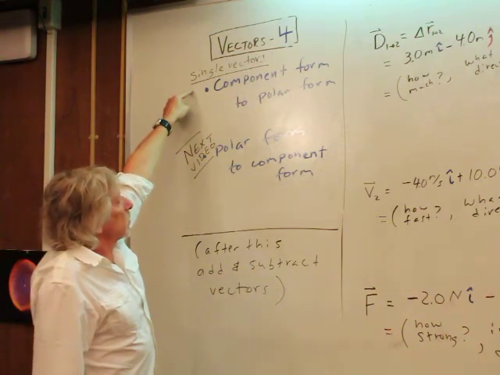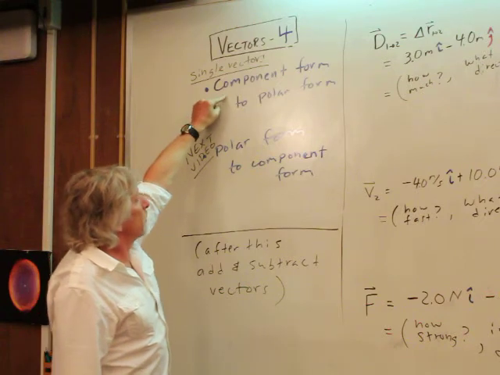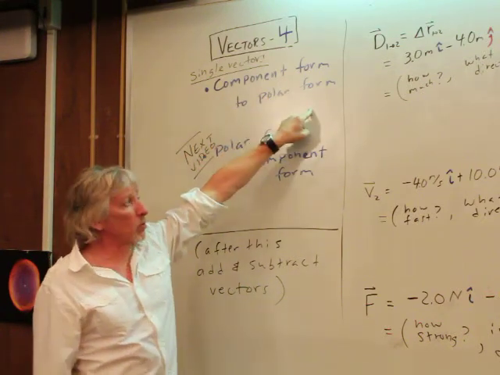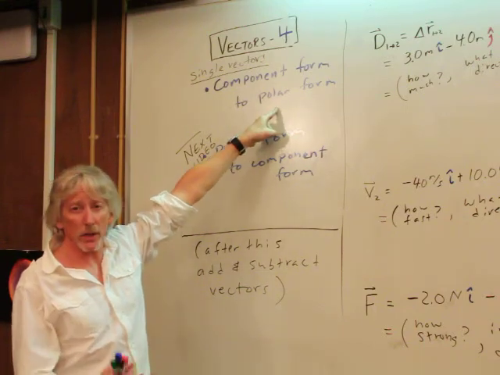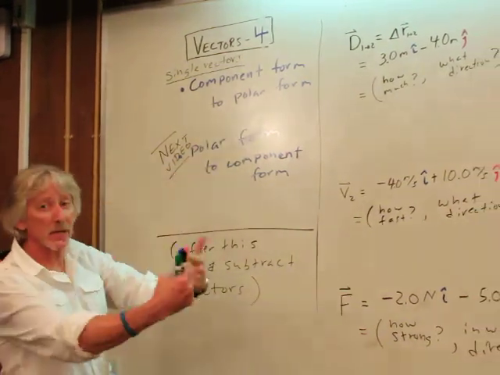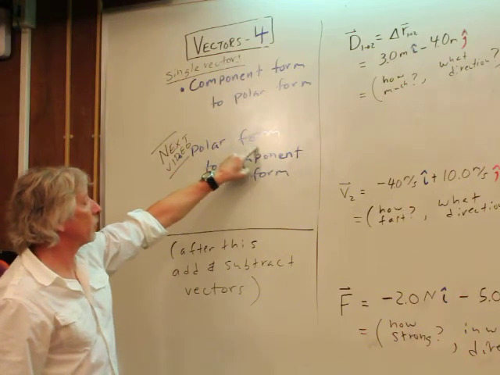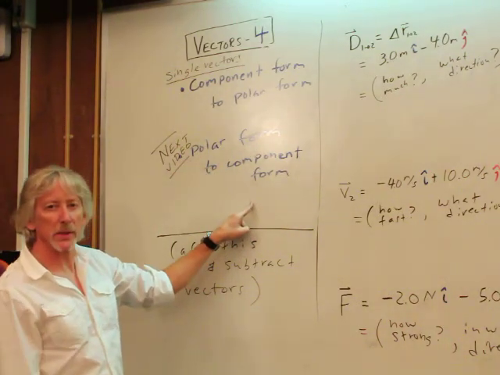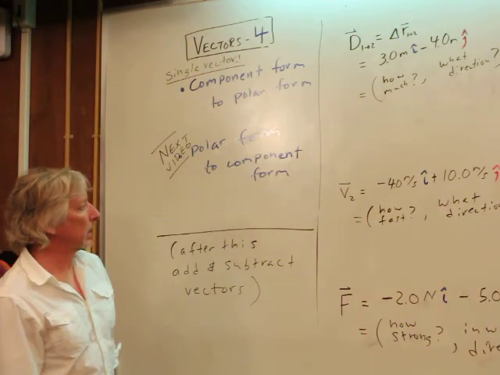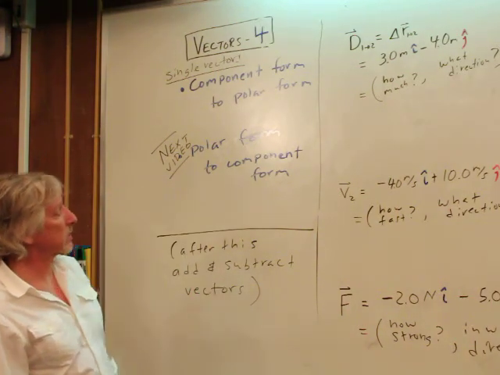So we have to take vectors, and we want to go from component form to polar form. I've got a few examples here I'll show you. It's really just triangles, you'll see. In the next video, we'll go polar form to component form. Also really good in just basic trig and triangles, but I'd like to do that separately. And then we'll add and subtract them.